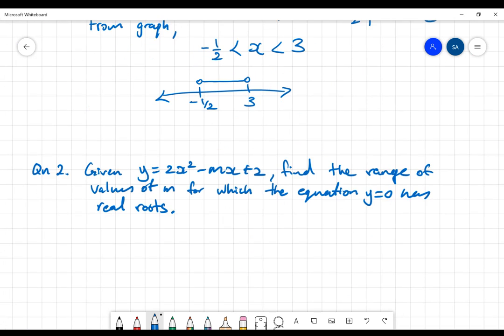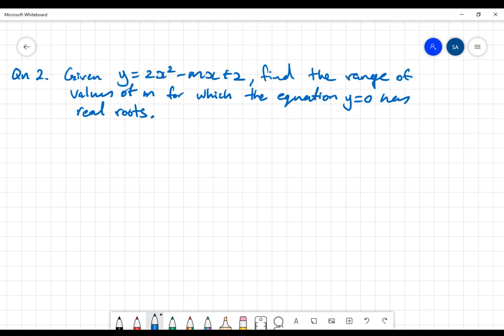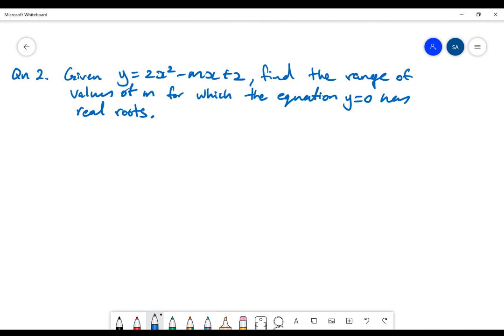Okay, now let's move on to question number 2. Question number 2, you're asked to find the range of values of m for the above equation y equal to 2x squared minus mx plus 2, where y is equal to 0, has real roots. So what does real roots mean? It means b squared minus 4ac is greater or equal to 0.